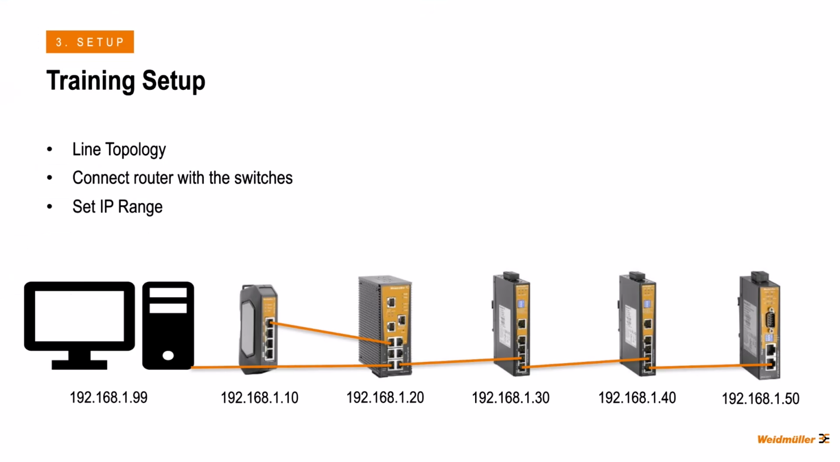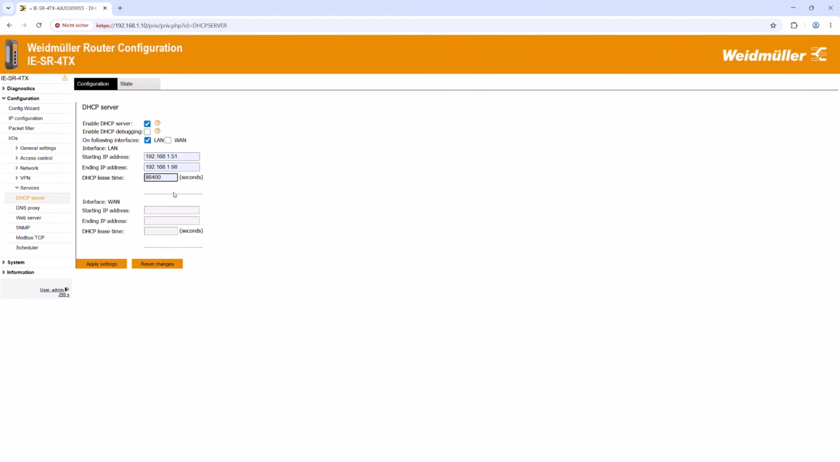192.168.1.98. This is the IP range. The router gives one random IP from this pool to the device and doesn't use one IP more than one time. Last, set the IP lease time. This defines how long a device is allowed to use an assigned IP address. When the time expires, the device requests a new IP address from the router.